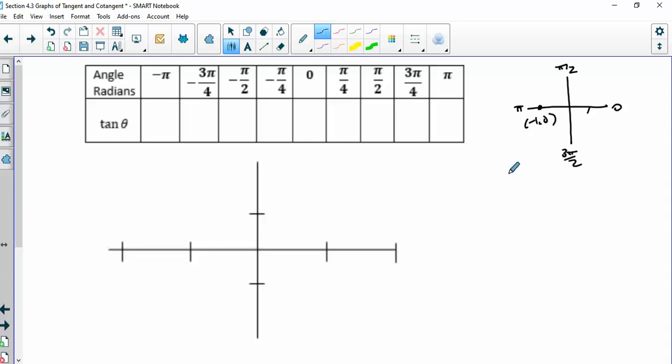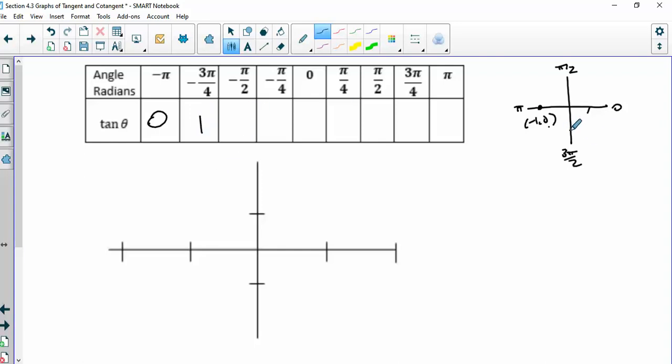What's the definition of tangent? Y over x. So what do we get for negative pi? 0 divided by -1 is 0. Okay, -3 pi over 4. If you're thinking about the unit circle, it's in quadrant 3. Tangent is positive in quadrant 3. Reference angle is 45. Tangent of 45 is radical 2 over radical 2, which is 1.